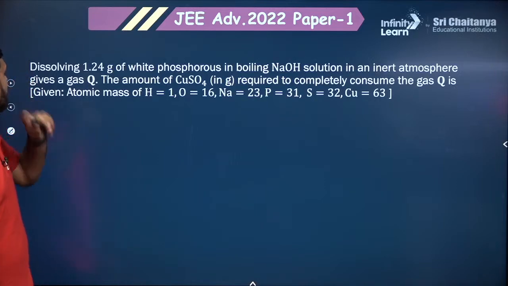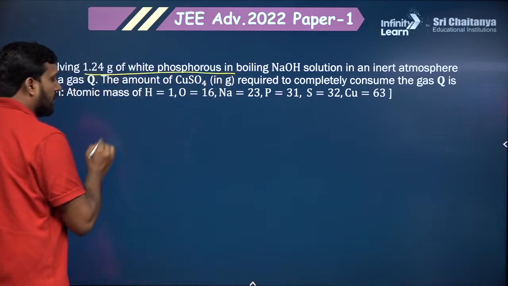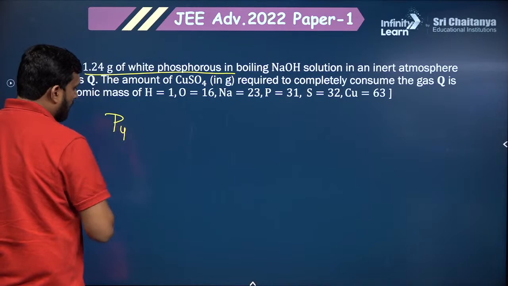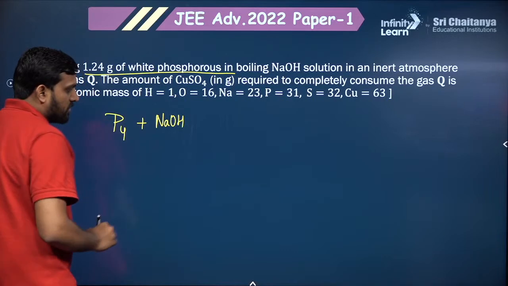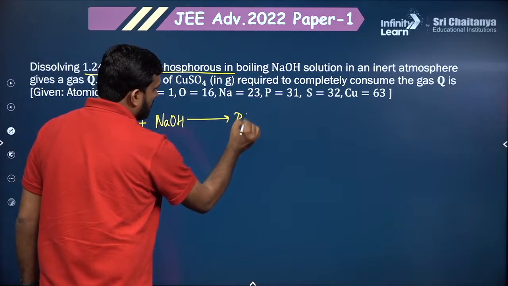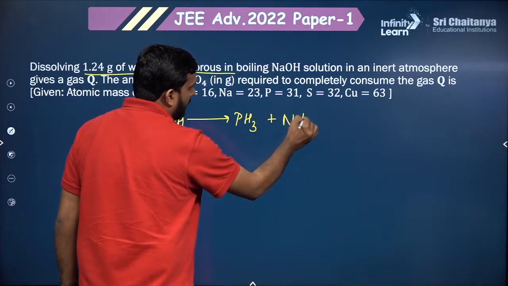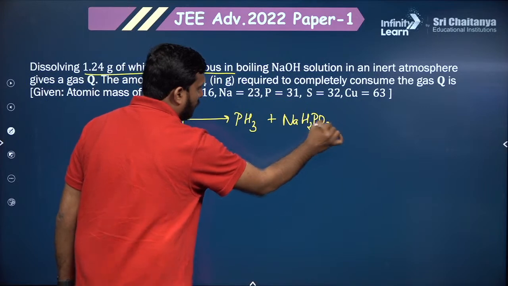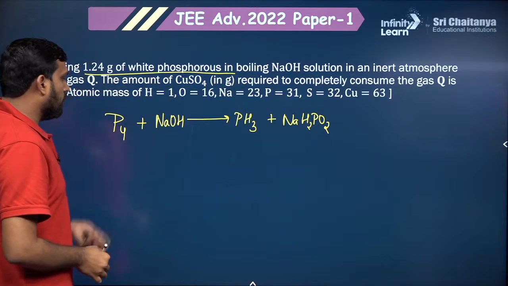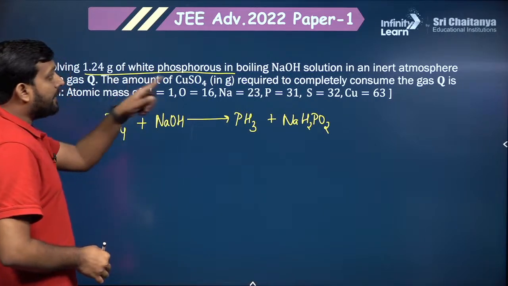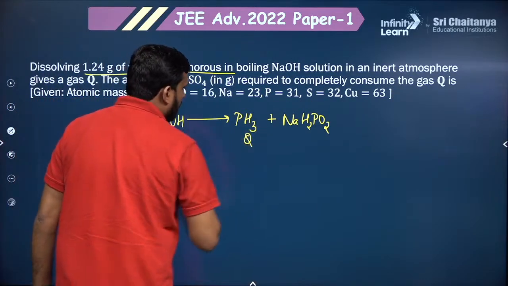Now going to the next question, dissolving this much of white phosphorus in boiling NaOH. Okay, so we know that if we treat any non-metal along with a strong base, then disproportionation takes place. So here disproportionation will take place and the products formed will be PH3 along with NaH2PO2. Okay, so these are the formed products in this reaction, and if you want, you can balance it out also. In an inert atmosphere it gives a gas Q. So this is the gas Q, okay.